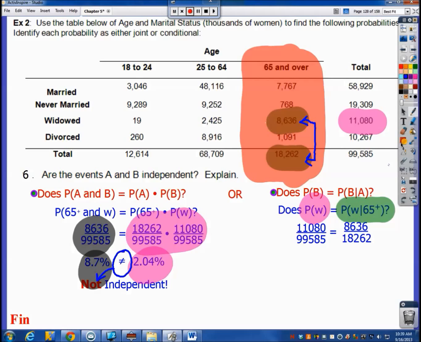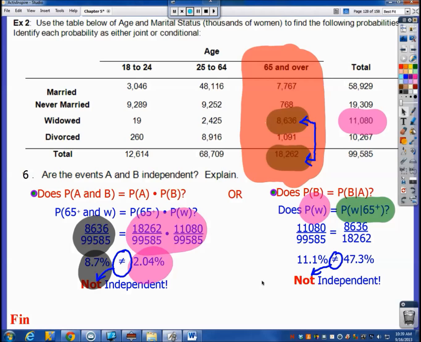So now we want to check, are these two things really equivalent to each other? And if I break them down into decimals or percents, I find out no, they're not really the same number. And since they're not equal, they're not independent. So there is a dependency between widows and being 65 and older. Okay, there is a relationship between those two events.